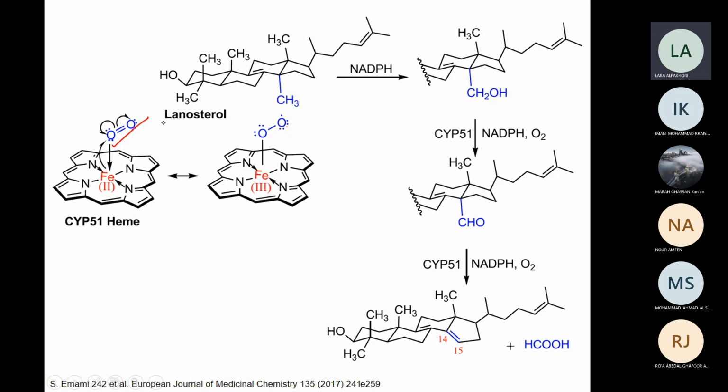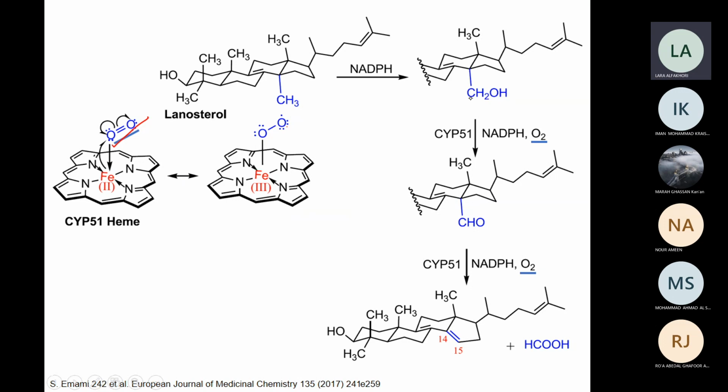Now, when it approaches the lanosterol, what happens easily is that the methyl group bound to carbon 14 in lanosterol gets oxidized. When it binds to the activated form of the molecular oxygen, it gets oxidized into what? Into an alcohol. Is there any further oxidation of the alcohol? Is it possible to have further oxidation of the alcohol? Yes, exactly.